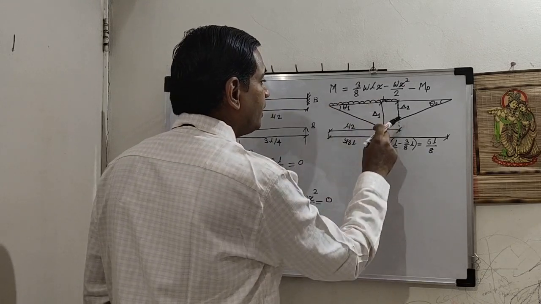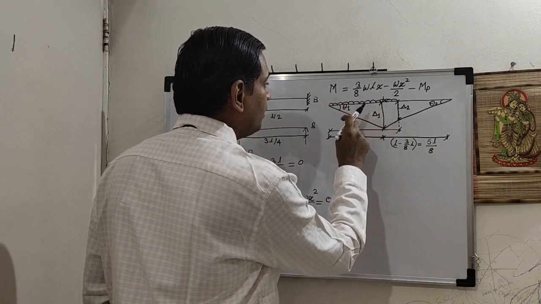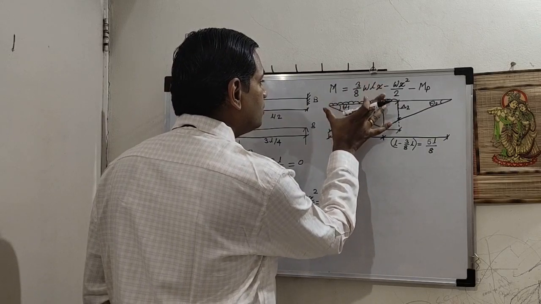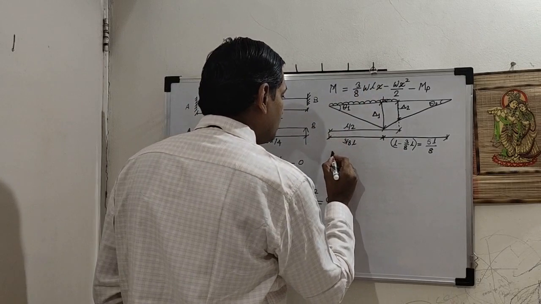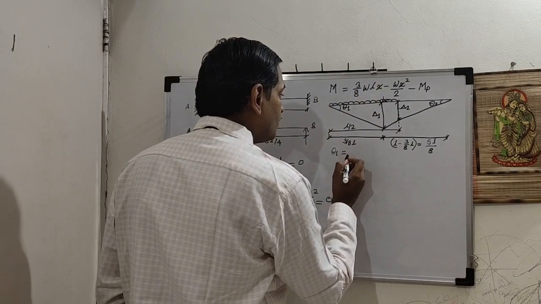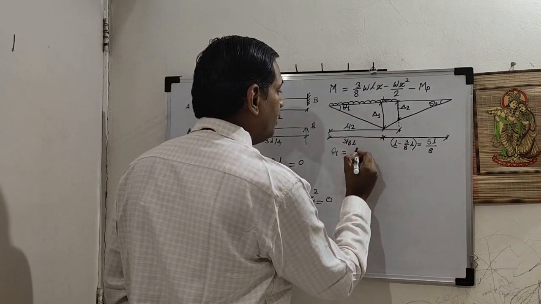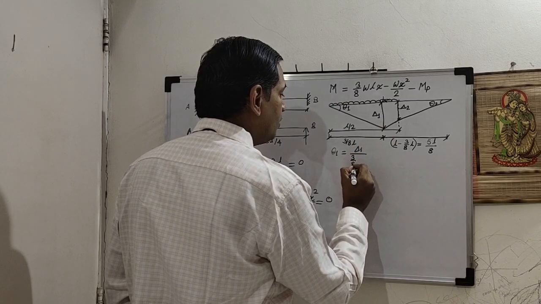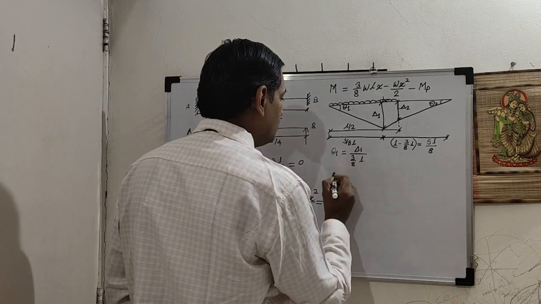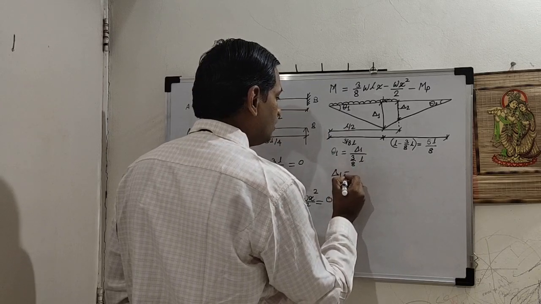So this right angle triangle, delta 1, theta 1 and this 3 by 8 L. So from this, theta 1 is equal to delta 1 divided by 3 upon 8 L. So how much is delta 1 from this?